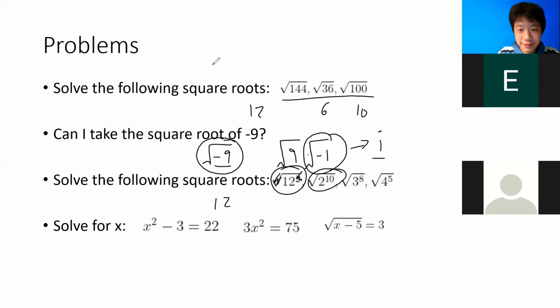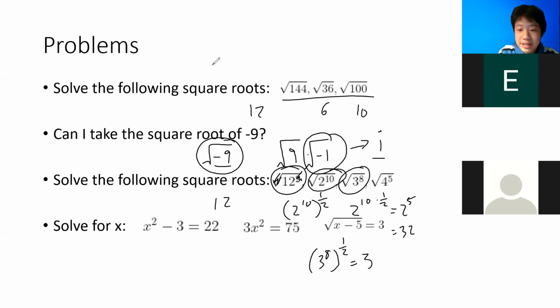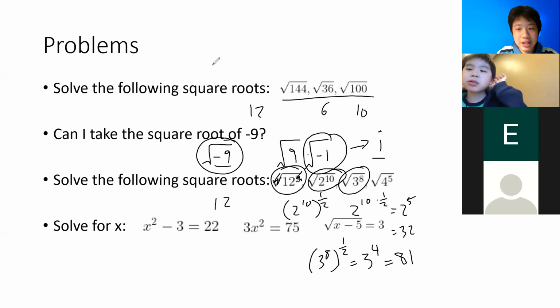So what can we do? We can remember that taking the square root of a number is raising it to the 1/2 power. This is 2 to the 10th to the 1/2 power. If we use our exponent rules, this is 2 to the 10 times 1/2 power, or 2 to the 5th, which is 32. Okay? Now 3 to the 8th, we can do the exact same thing. 3 to the 8th to the 1/2 power, or 3 to the 4th, which is 81. Okay? So the trick here was to take the square root as a 1/2 power.